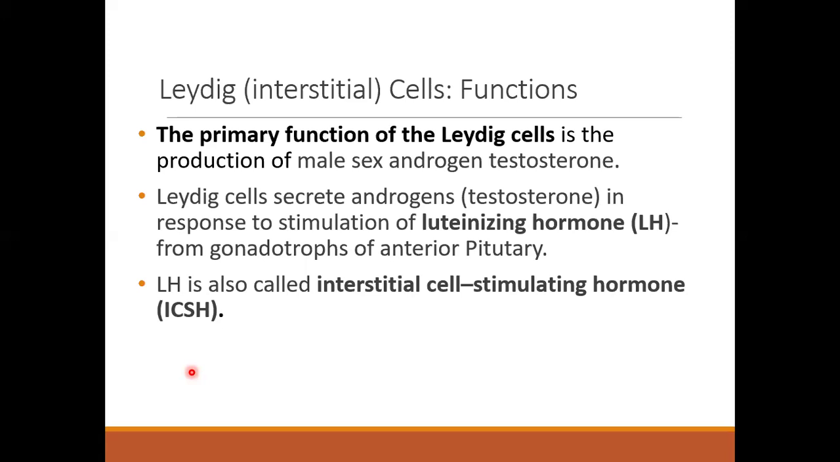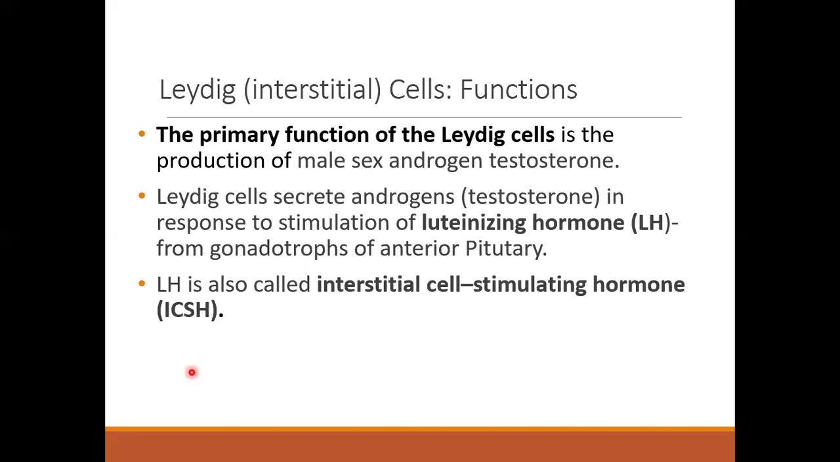Leydig cells secrete the androgen testosterone in response to stimulation by LH from the gonadotrophs of the anterior pituitary. LH is also called interstitial cell stimulating hormone. If you read some old books, you see ICSH. That's the interstitial cell stimulating hormone. Let's go back a little bit. We are saying that the interstitial cells are the same thing as the Leydig cells, right? Now, the Leydig cells produce testosterone, but they do so once they are stimulated by LH.